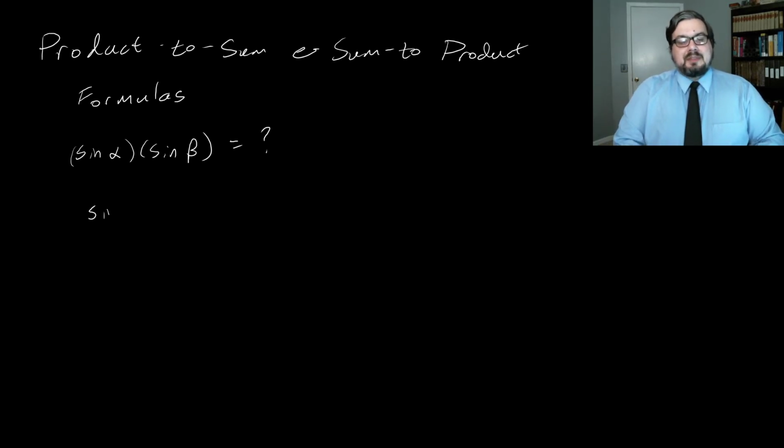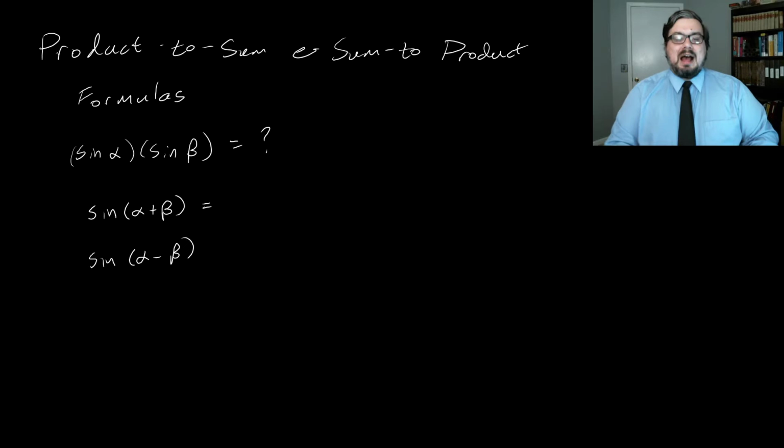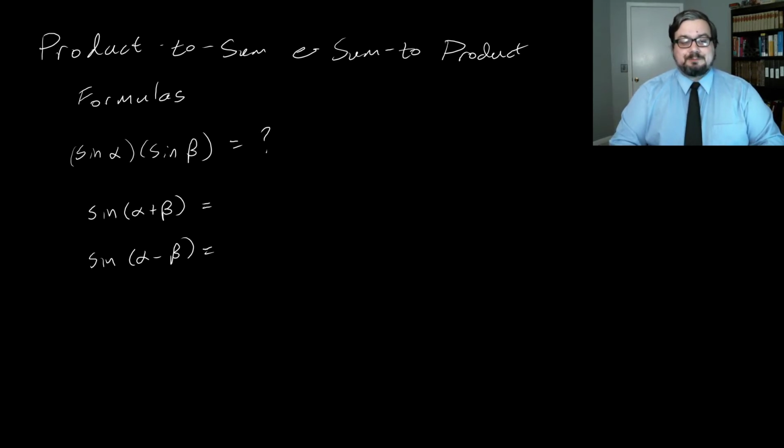We can look at the formula for the sine of a sum of these angles and sine of a difference of these angles, and we'll be able to use some algebra to get a new way of expressing things like this, like sine alpha, sine beta. So let's look at what we get and see what sort of formulas we can come up with.